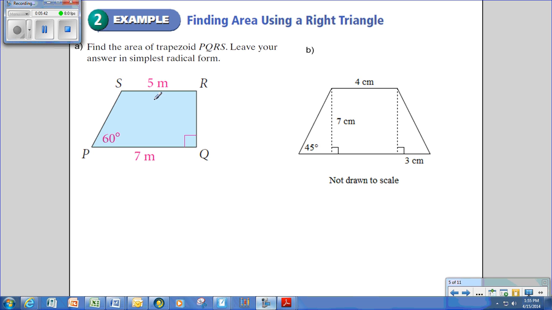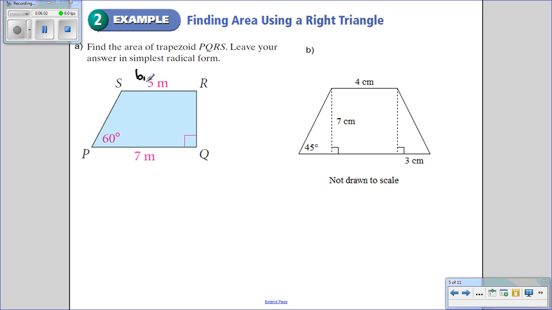Okay, example 2, we're going to find the area of these trapezoids, and we're going to have to use previous knowledge to calculate our area. So let's think about what we have so far in this trapezoid PQRS. SR right here would be base 1. PQ down here would be base 2. And what we don't have is the height.